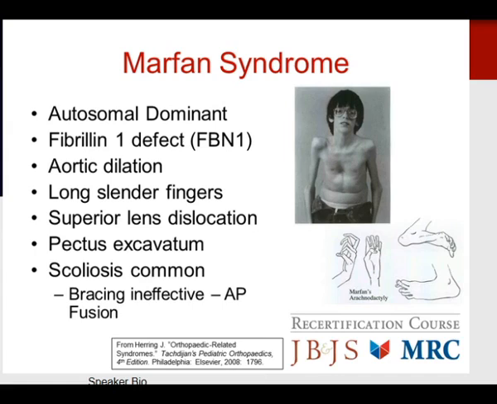Marfan syndrome is autosomal dominant and is a defect of fibrillin 1. Frequently, these patients will have aortic dilation and other cardiac issues, as well as superior lens dislocation. Now, this mandates both a cardiology as well as an ophthalmology consultation. Orthopedic manifestations include long, slender fingers, pectus deformities, and also scoliosis. It's important to note that scoliosis is not treated with bracing, as bracing has been found to be somewhat ineffective.